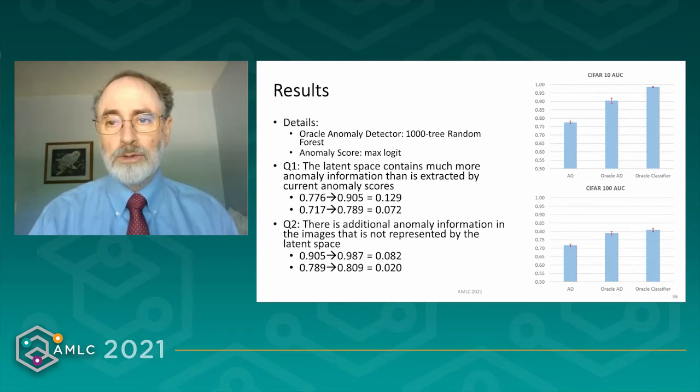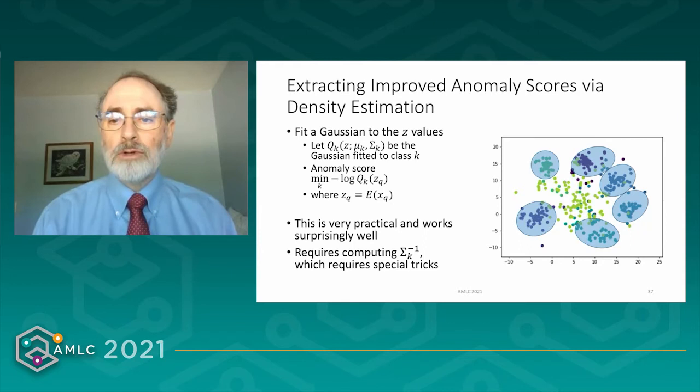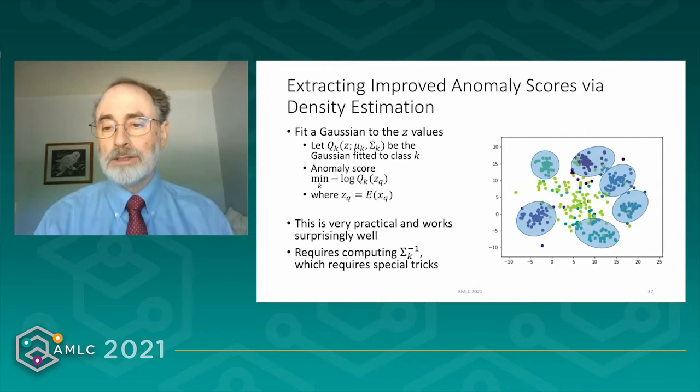So are there ways we can extract improved anomaly scores by doing, for example, density estimation? One thing you can do is fit a multivariate Gaussian to each of the known classes and use that as a mixture model for the probability density of all the known classes, and then score the surprisal of the green points, basically to ask, do they lie outside this or not? This is very practical and works surprisingly well. There are some tricks because, of course, this is a 384 dimensional Gaussian, so the covariance matrix may not be quite full rank. But it's doable.